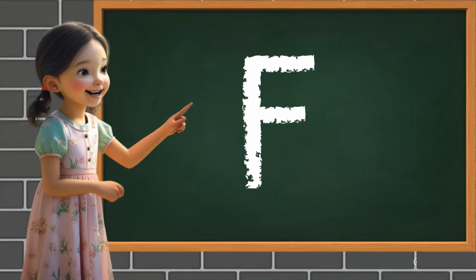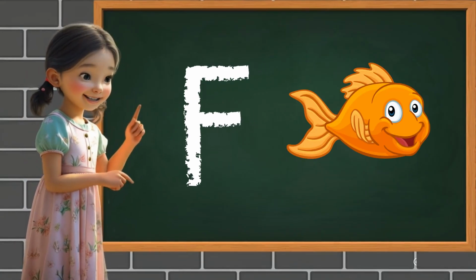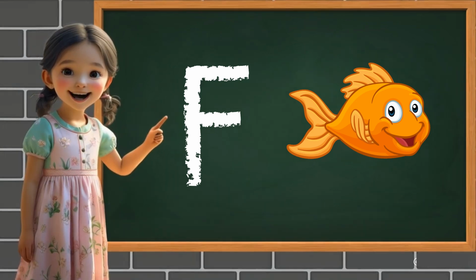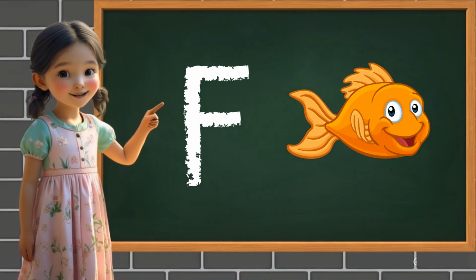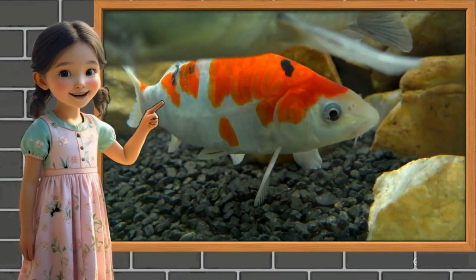The letter is F. You can say F. Now say F is for fish. F is for fish. Here you can see many fish. These are all fish.